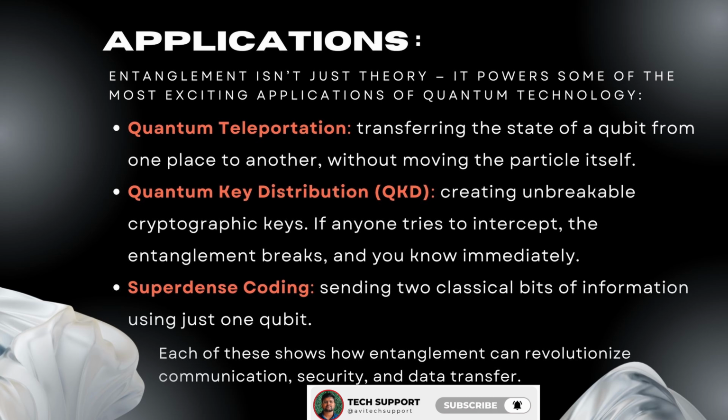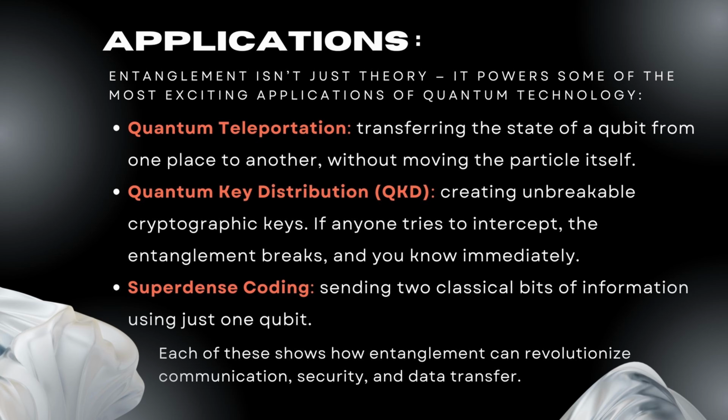The next one is quantum key distribution, where we are creating unbreakable cryptographic keys. If anyone tries to intercept these keys, the entanglement breaks and we know immediately.